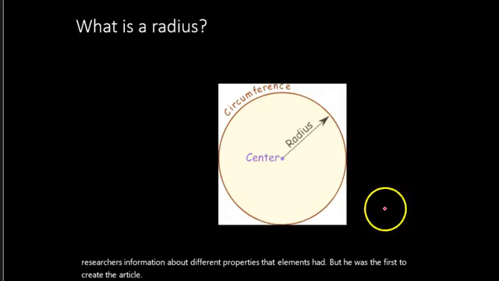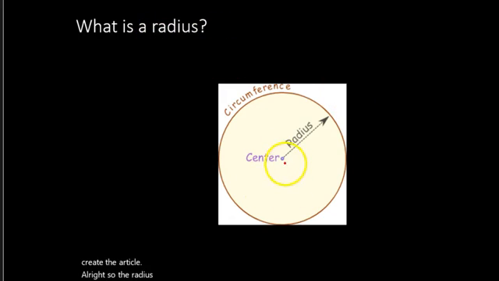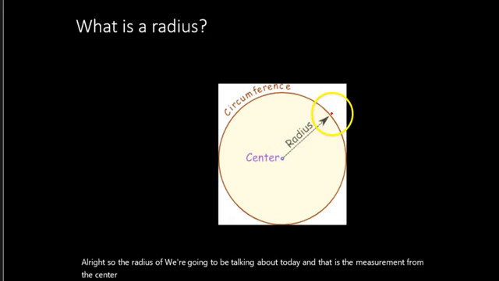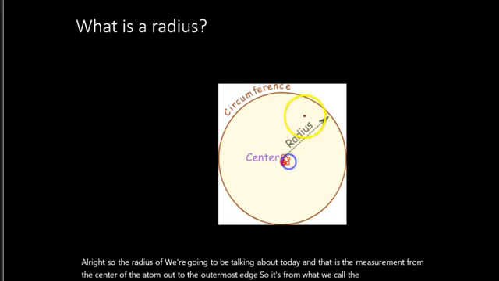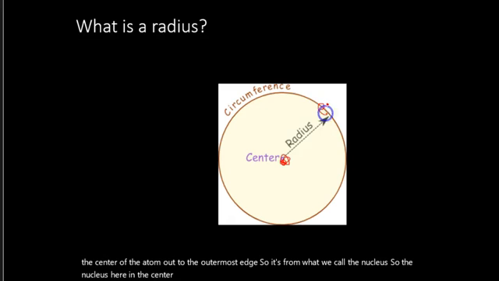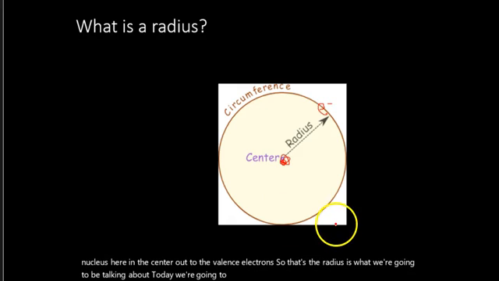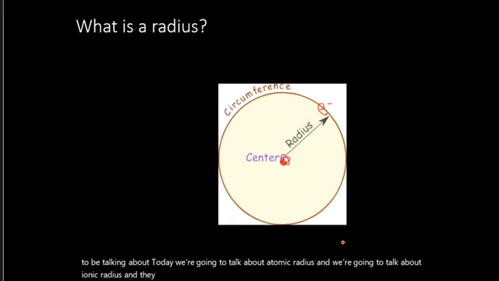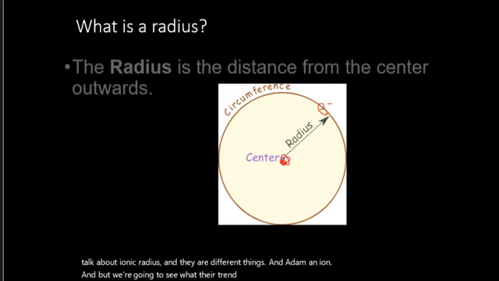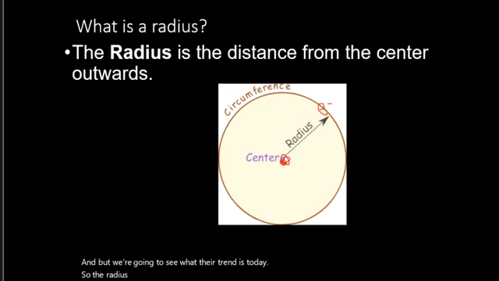All right, so the radius is what we're going to be talking about today, and that is the measurement from the center of the atom out to the outermost edge. So it's from what we call the nucleus, here in the center, out to the valence electrons. We're going to talk about atomic radius, and we're going to talk about ionic radius. They are different things, an atom and an ion, but we're going to see what their trend is today. So the radius is the distance from the center outwards.